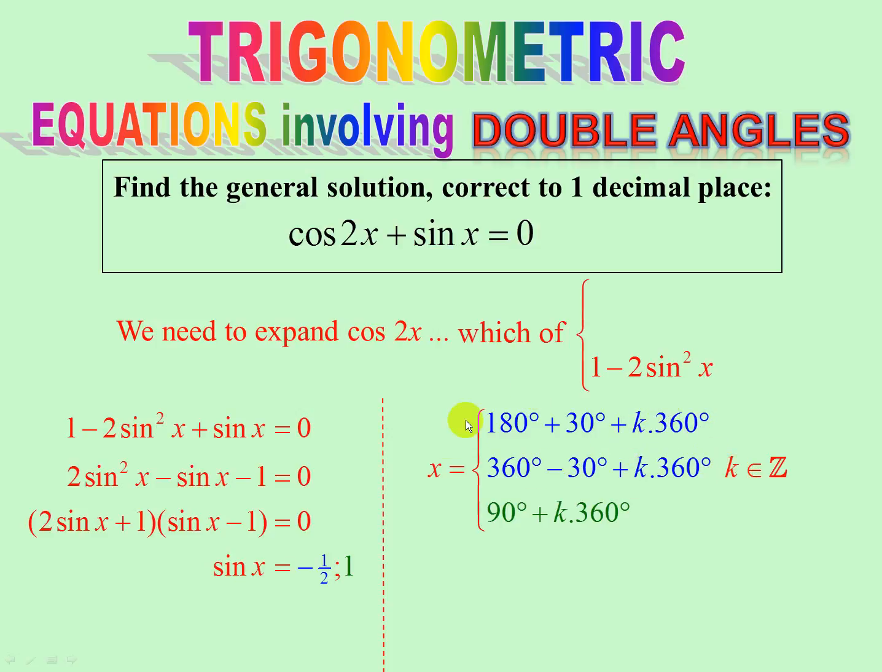of z. For the sine x equals 1, think of your sine graph. It starts at 0, goes up to 90 degrees. There we are at 1, and then down again to 0. So it's only at one point, 90 degrees, and then every 360 degrees after that. 90 degrees plus k 360 degrees. Simplifying, there's our answer.